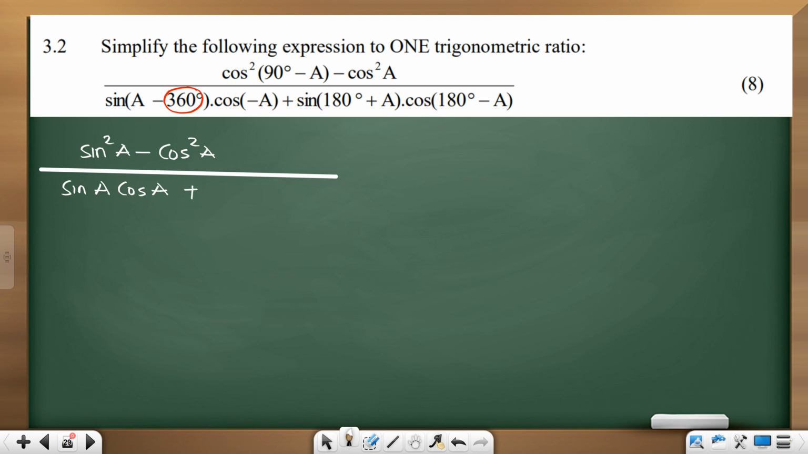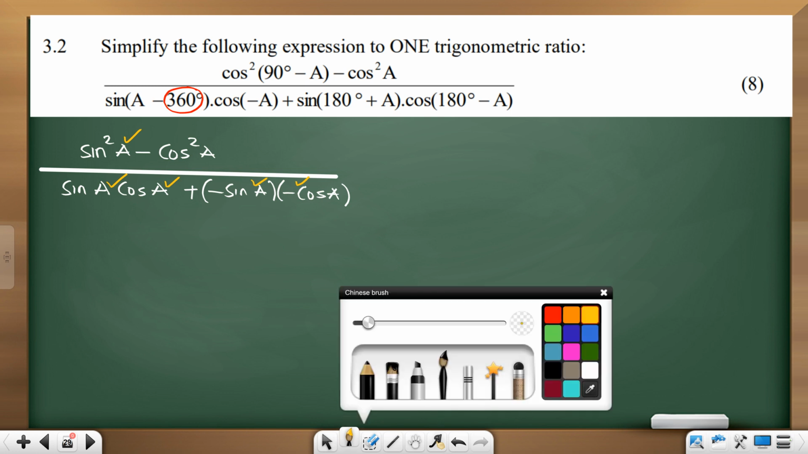Plus, what is sine 180 plus A? It's in the third quadrant. We are used to that. Negative sine A. What is cos 180 minus A? It is in the second quadrant, and cos is negative. So put a bracket. Negative what? Cos A. Let's see how many marks we've gotten so far. 1, 2, 3, 4, 5 out of 8.